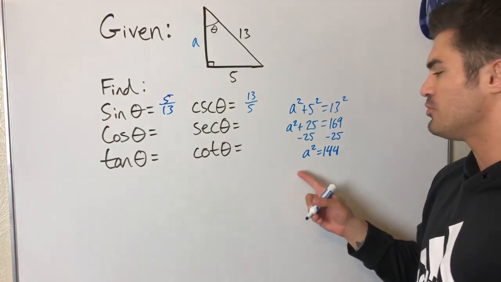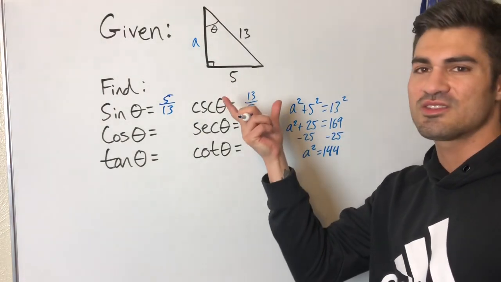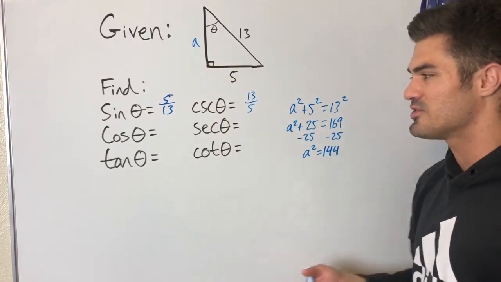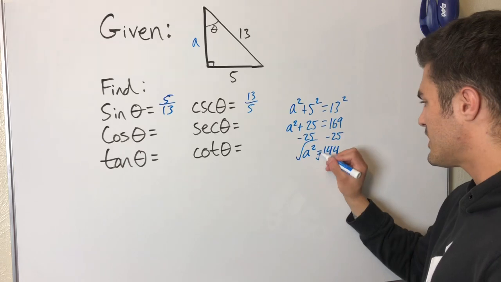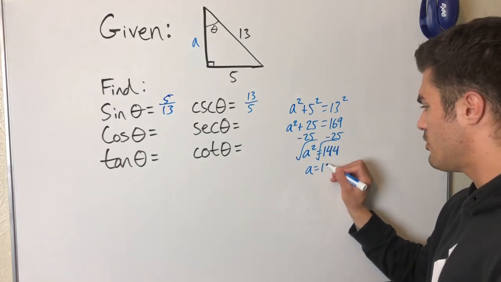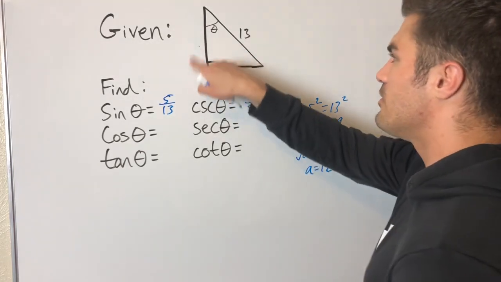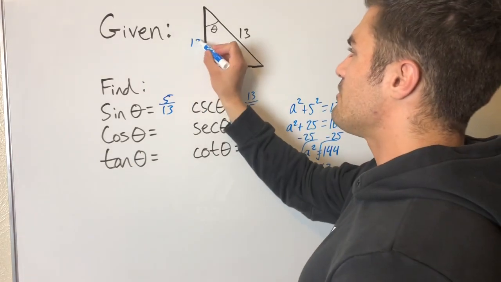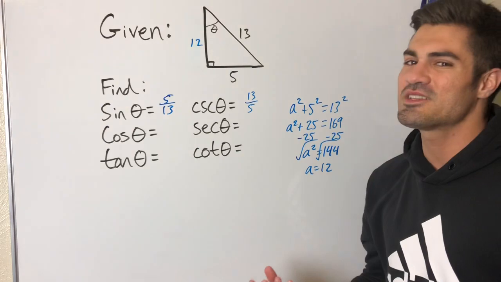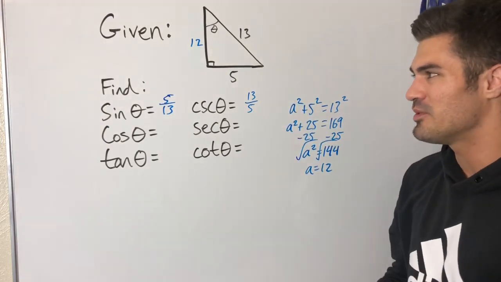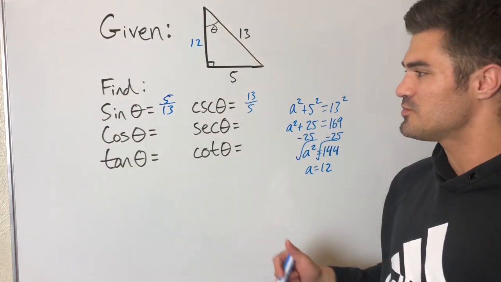And normally when you square root you get plus or minus, but these are side lengths of a triangle, so obviously it's not going to be negative. So when I square root both sides, I have a equals 12. So I can go ahead and fill this in with 12. And maybe you notice that 5, 12, 13 is a very common set of side lengths of a triangle, so maybe that jumped out at you right away. If it did, good for you, but you can always use the Pythagorean theorem.